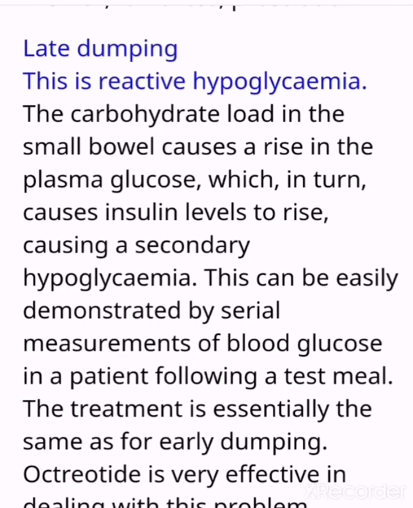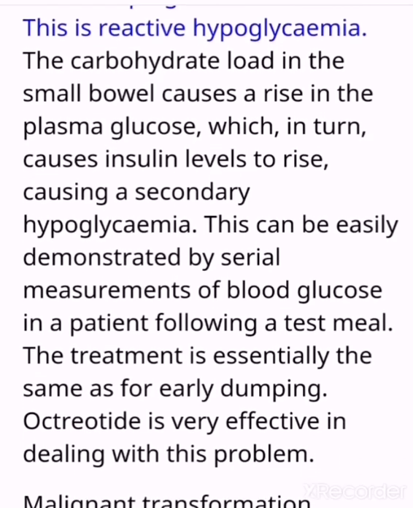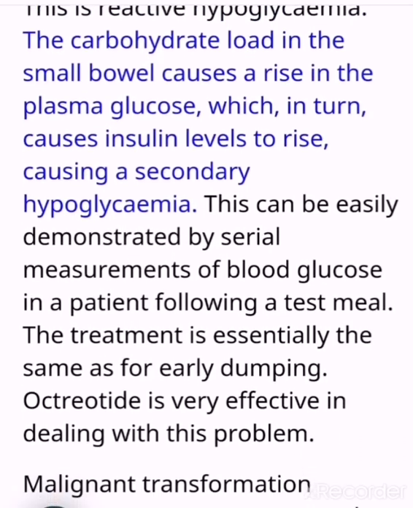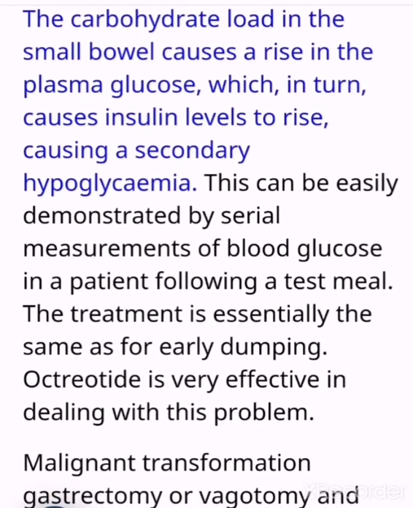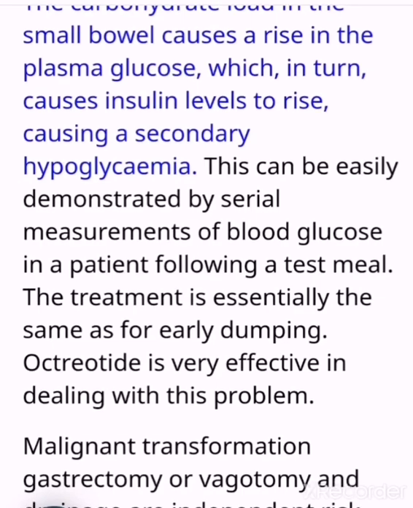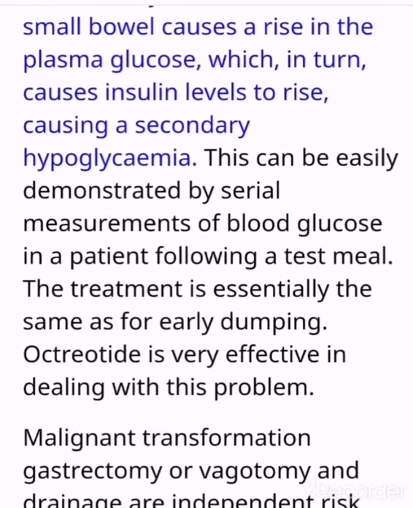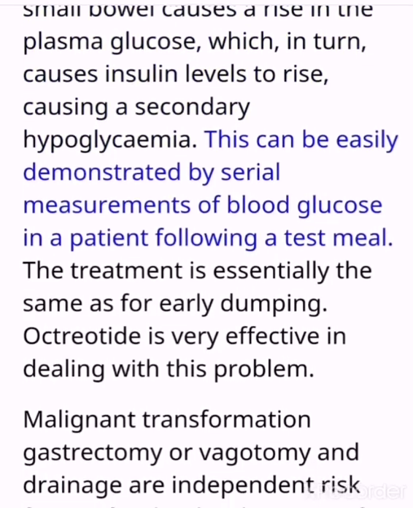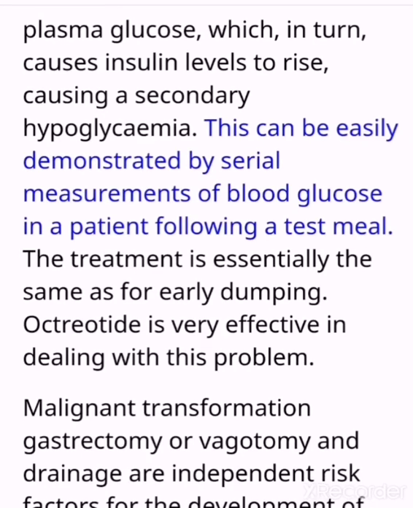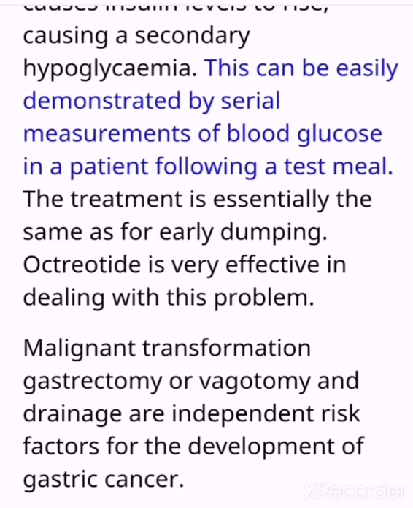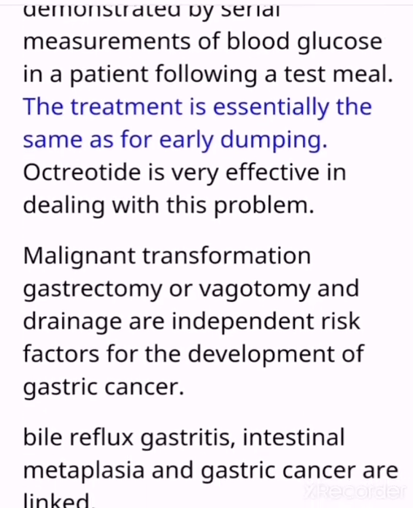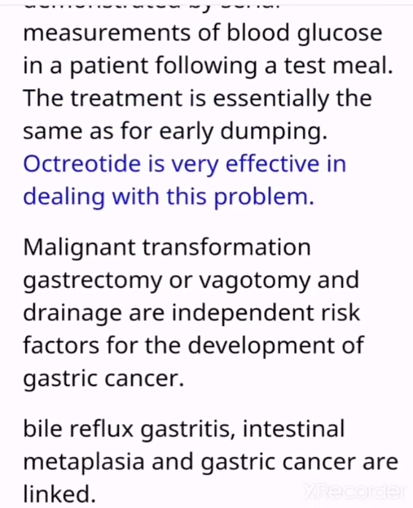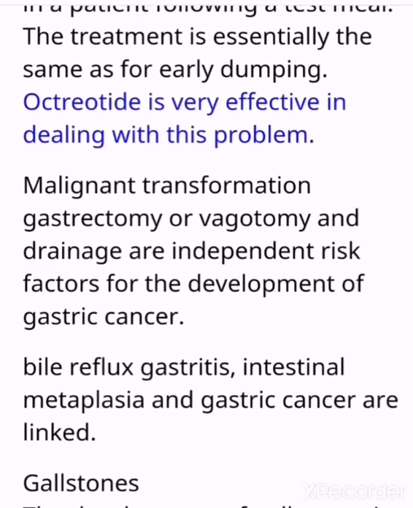Late dumping. This is reactive hypoglycemia. The carbohydrate load in the small bowel causes a rise in the plasma glucose, which, in turn, causes insulin levels to rise, causing a secondary hypoglycemia. This can be easily demonstrated by serial measurements of blood glucose in a patient following a test meal. The treatment is essentially the same as for early dumping. Octreotide is very effective in dealing with this problem.